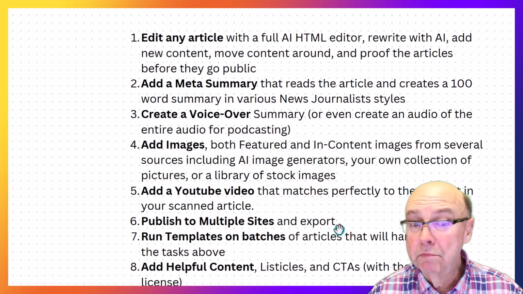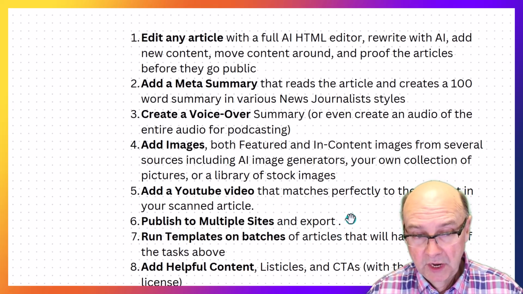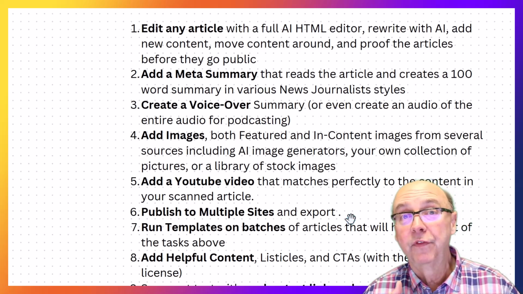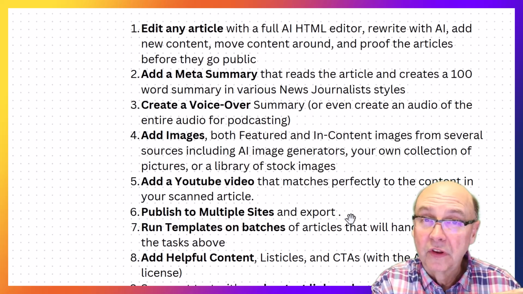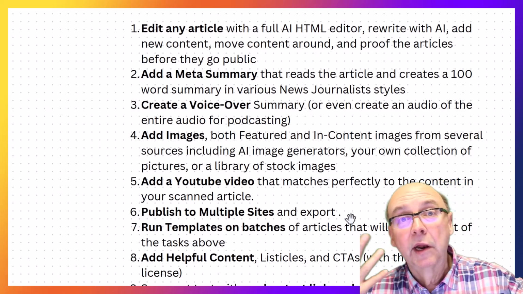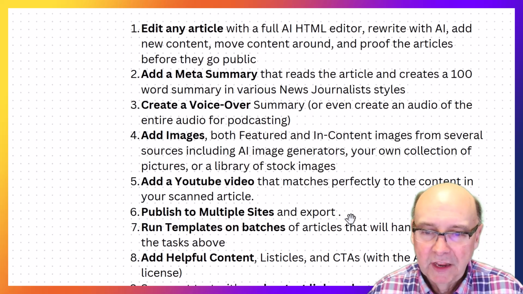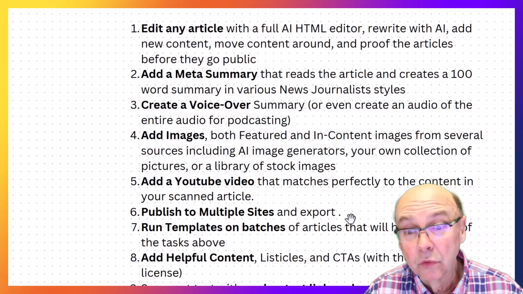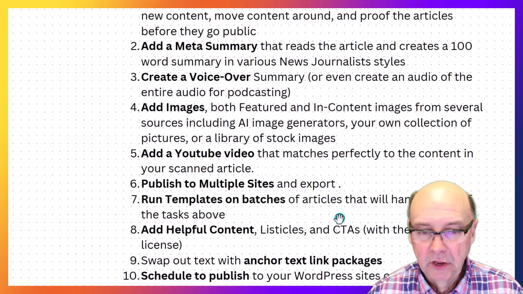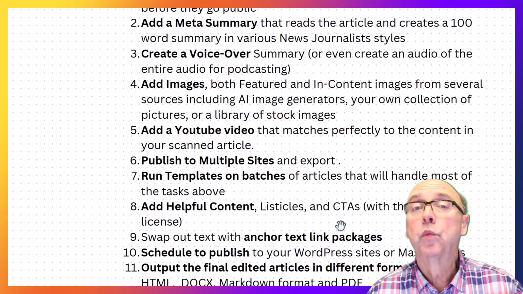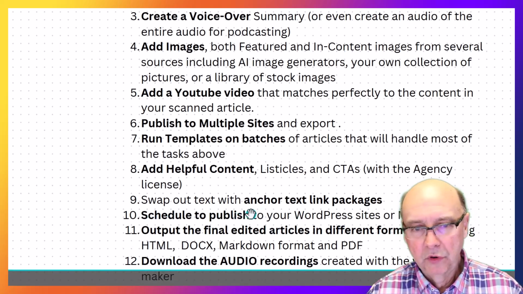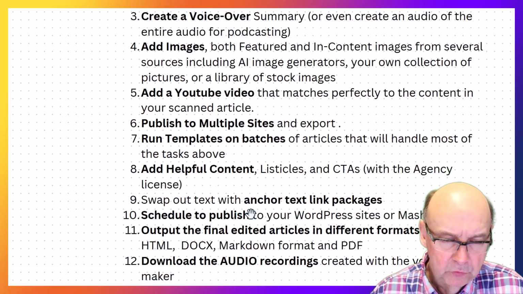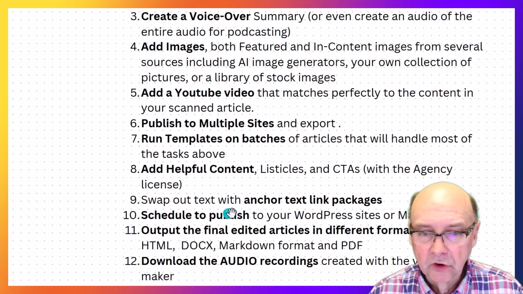You can publish to multiple sites and export. You can run templates on batches. So if you have certain things that you want to do on all articles going to a certain site, you just assign it the template and it will run automatically for you. And if you have the agency license, you can add helpful content, listicles, and even CTAs on there. You can swap out text. We have an anchor text link replacement package in there, and you can schedule to publish. This is probably one of the most popular things that we have, is you can schedule up to a year away to go to any of your WordPress sites or Masher sites.